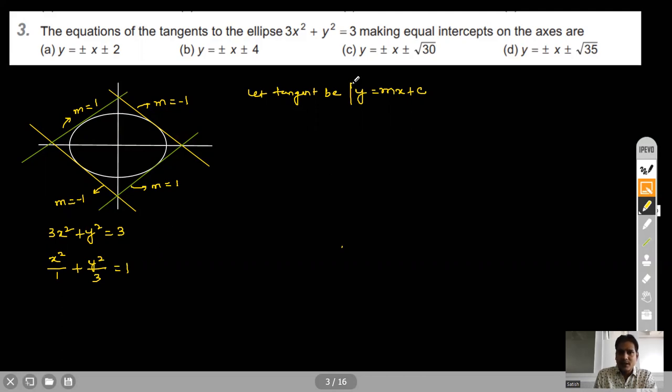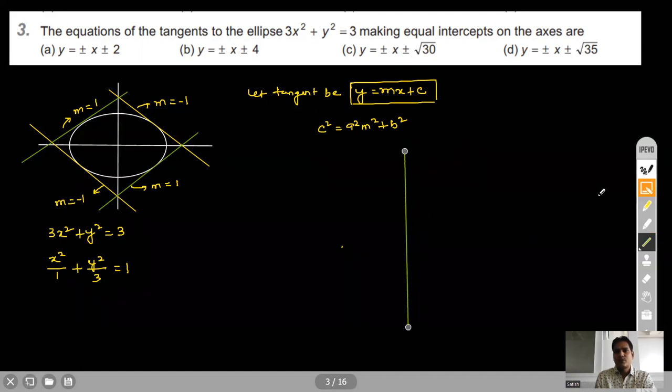Now for this straight line to represent a tangent for this ellipse, this c² must be equal to a²m² + b², right? And we know for having equal intercepts, we can have these two cases, right? Either m is equal to 1 or m is equal to -1. Okay, so considering m equal to 1, I will find the value of this c². So this c² will be equal to a² + b².